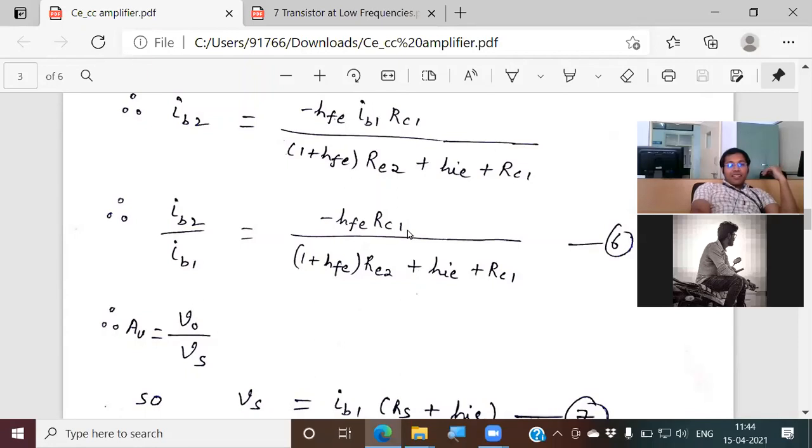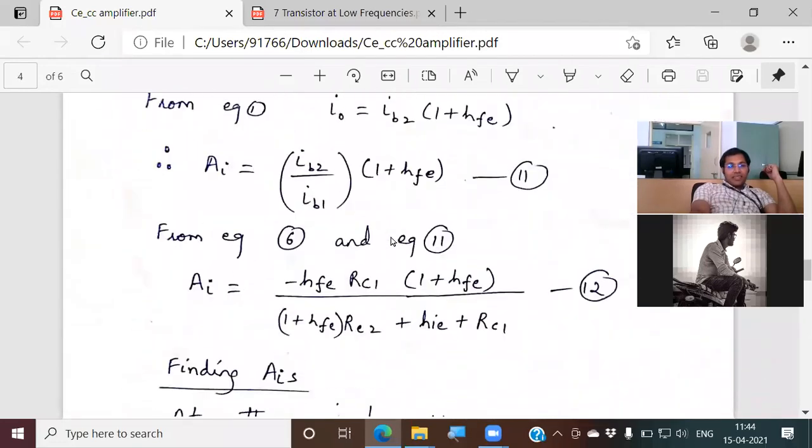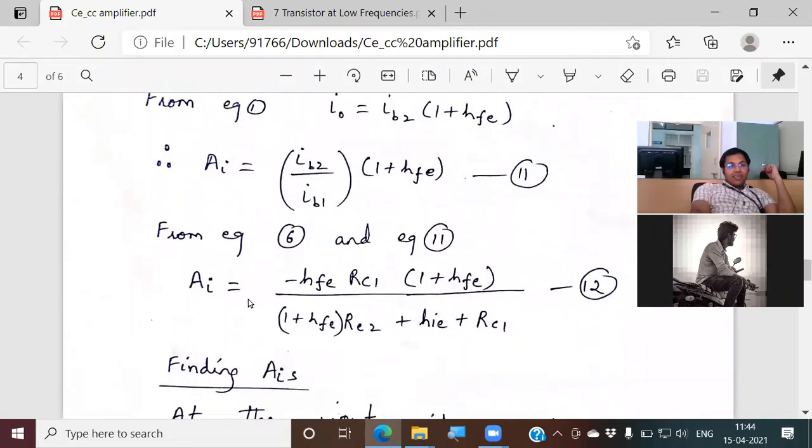Minus HFE RC1 divided by 1 plus HFE RE2 plus HIE plus RC1. Yesterday, in the previous class, we derived this. So as it is, I am taking minus HFE RC1 divided by 1 plus HFE RE2 plus HIE plus RC1. I just substituted this IB2 by IB1 here. 1 plus HFE I am taking as it is. I have completed AI.